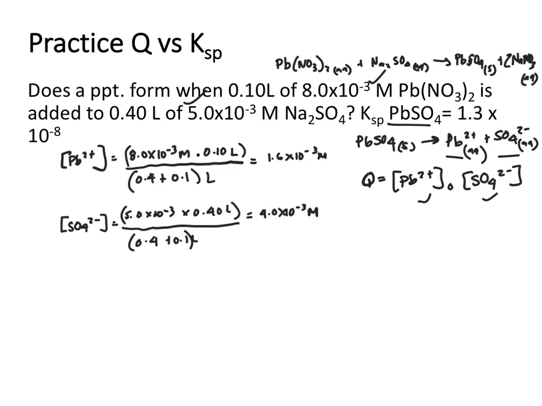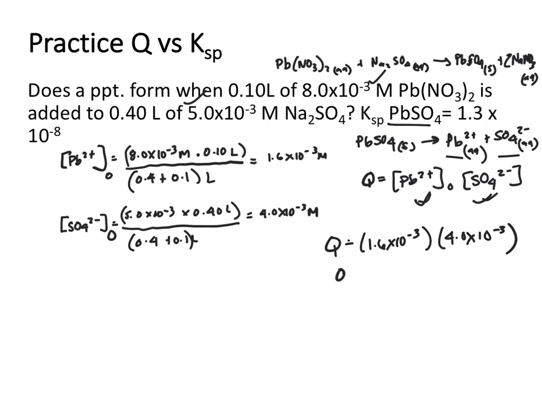I've gone ahead and calculated our initial concentrations of the ions that are present. I've taken the molarity of our lead 2 nitrate and the volume that they provided, multiplied those together and divided by the total volume of the two solutions combined. That gives us our new molarity of lead 2+ ion. I've done something similar for the sulfate ion, and now I have these initial concentrations of each of those ions, and these can now be plugged into our Q value. So I'm going to do that.